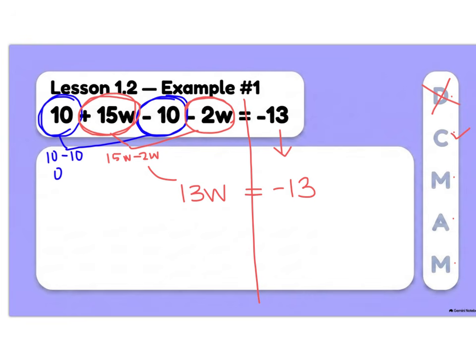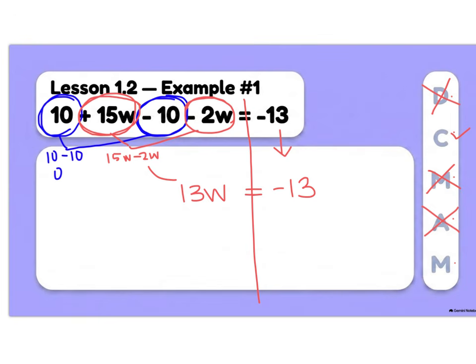Okay, next is to move variables to one side of the equation. Well, I only have one variable and it's already on the left, so I don't have to move any variables. And then next one is to move my constants to the other side. Well, same thing. I only have one constant and it's already on the correct side. So I don't need to do that step either.